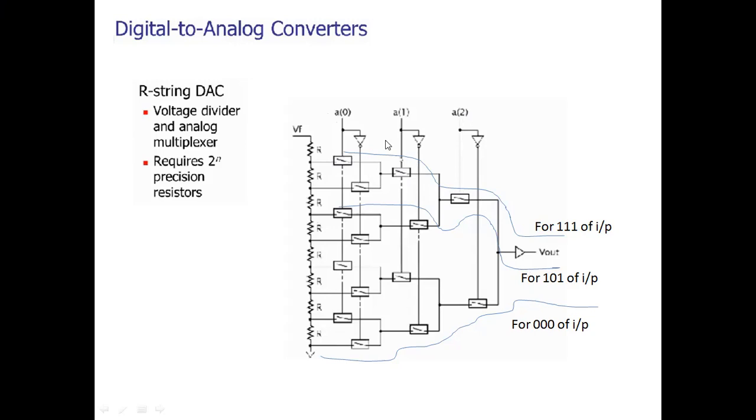And if you see, suppose EF1 is equal to 0. So for the 101 digital input, where EF2 is equal to 1, EF1 is equal to 0 and EF0 is equal to 1, since EF0 is equal to 1, this switch will be closed. And as EF1 is equal to 0, this switch will be activated. And for EF2 equal to 1, this switch will be activated.